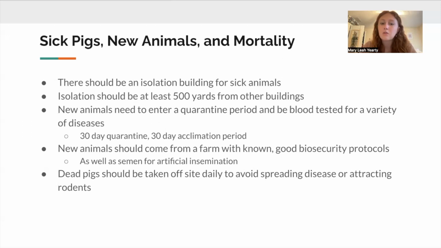And then the same goes for semen for artificial insemination. There are some diseases that can be transferred in this manner, and so it needs to come from a place that has good biosecurity protocols. And then dead pigs should be taken off site at least daily, because they can become a reservoir and also attract rodents. So just to limit any potential for pathogen transfer, they should be taken off as soon as possible to whatever dump site that facility has.